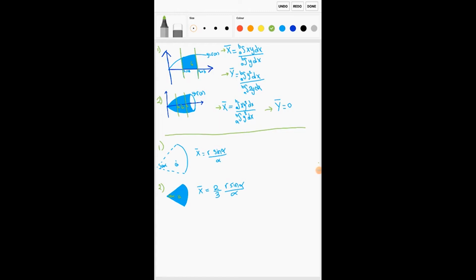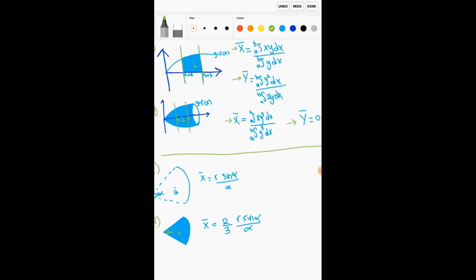Hi guys, I'm going to be explaining parts 3 and 3.5 for our mechanics exam for the physics final.